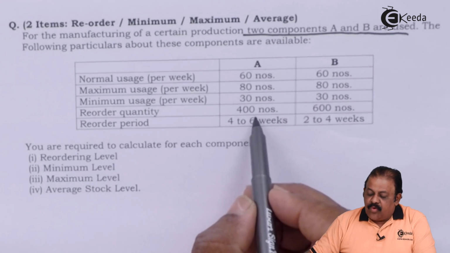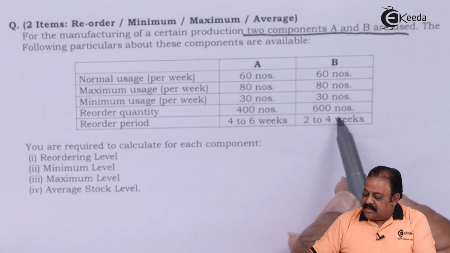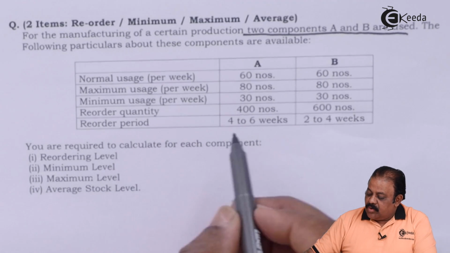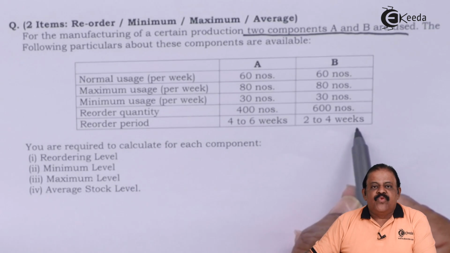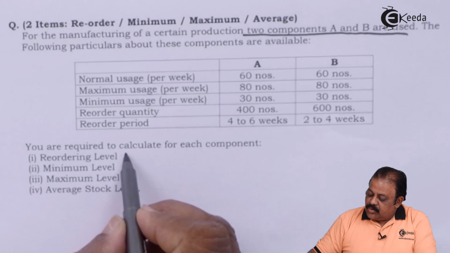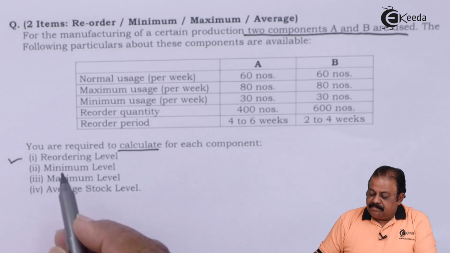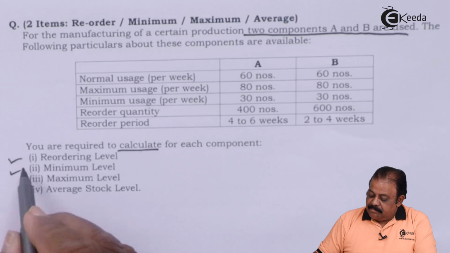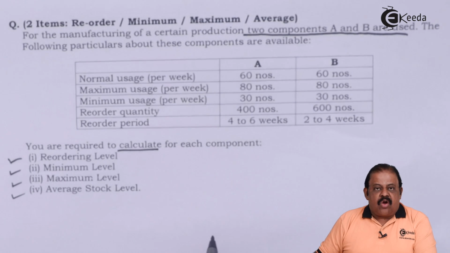Reorder quantity is 400 numbers and 600 numbers, that is 400 quantity and 600 quantity. Reorder period is 4 to 6 weeks in case of A, and in case of B it is 2 to 4 weeks. You are required to calculate for each component reordering level, minimum level, maximum level and average stock level.